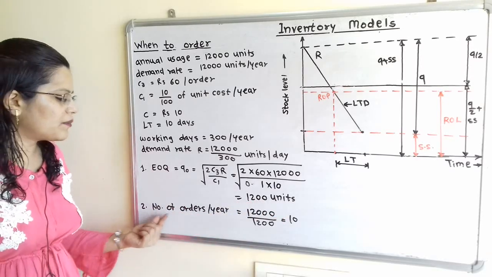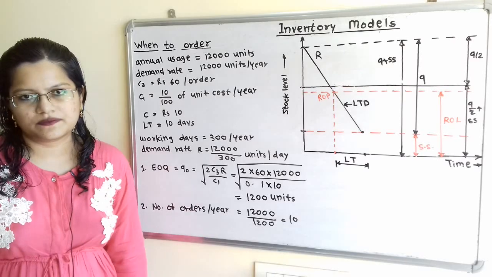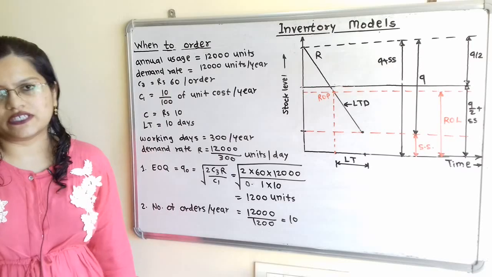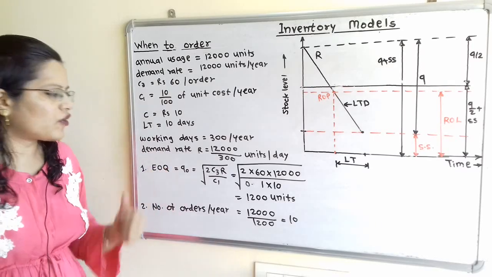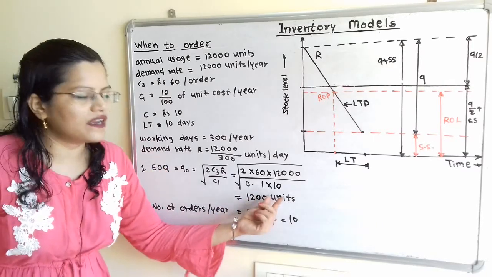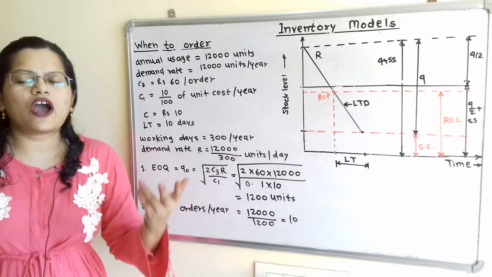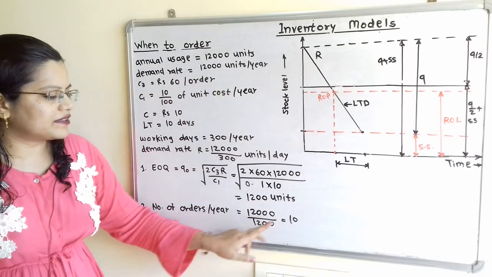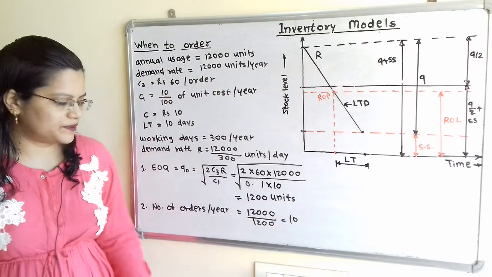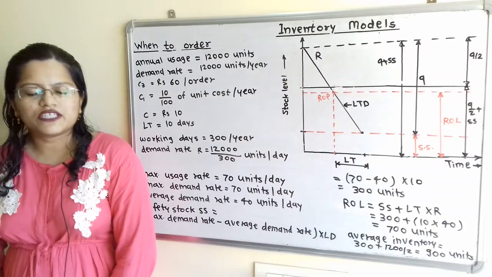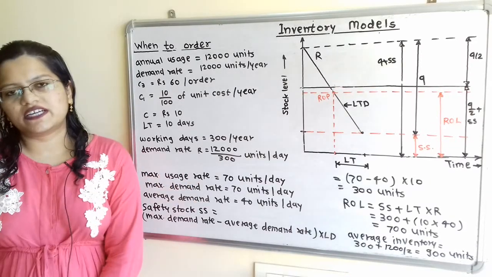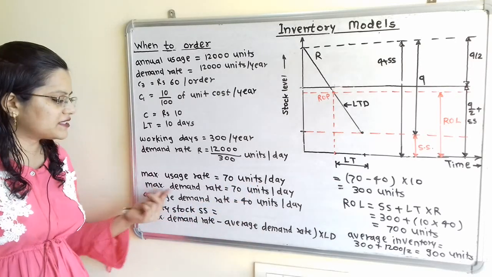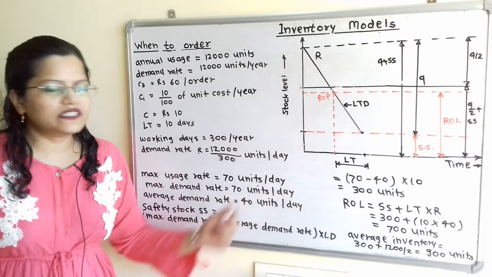Then second question, number of orders per year. So if we observe, demand rate is 12,000 units in 1 year, and what is the economic order quantity, that is 1200 units. So in 1 year how many orders are there? So 12,000 divided by 1200, that is equal to 10 orders per year. In question, maximum usage rate is mentioned, that is equal to 70 units per day. So we can say that maximum demand rate 70 units per day.